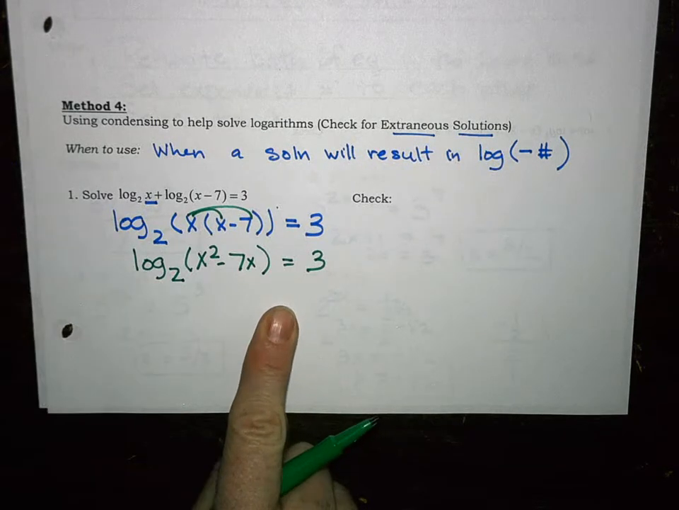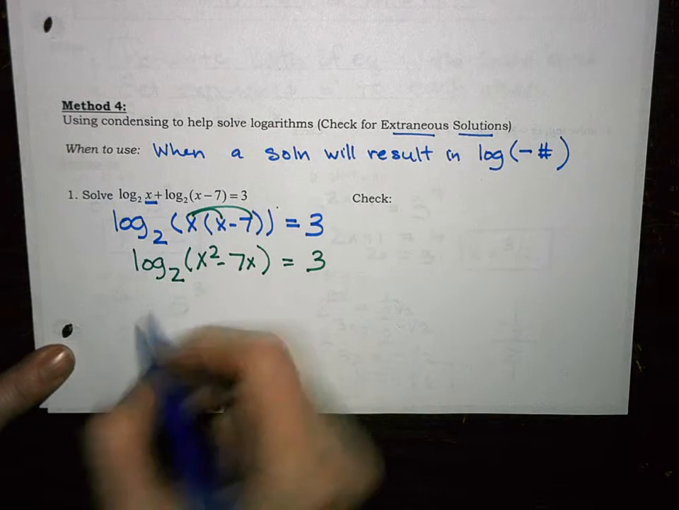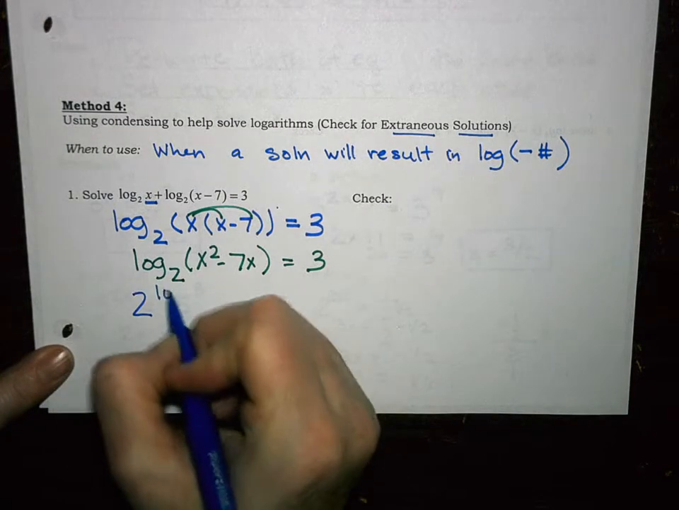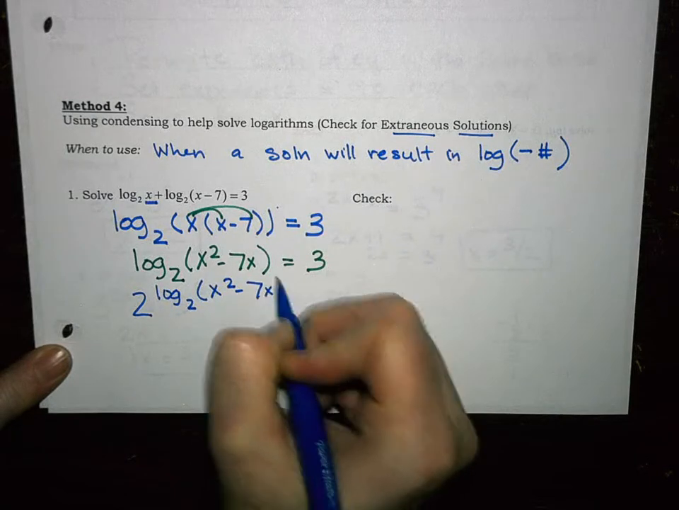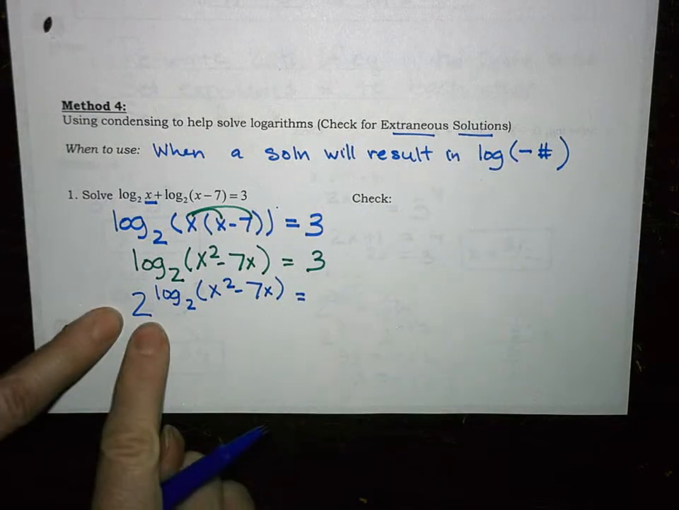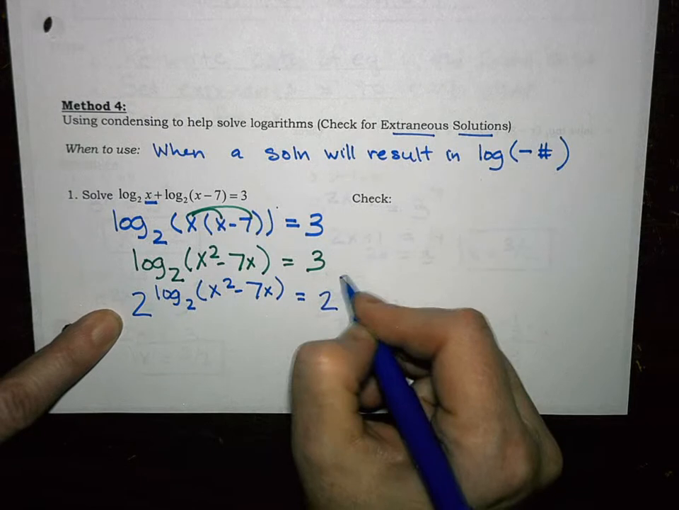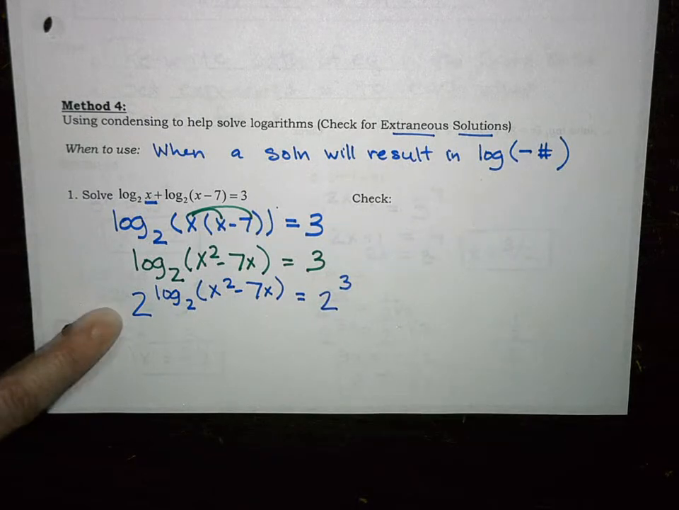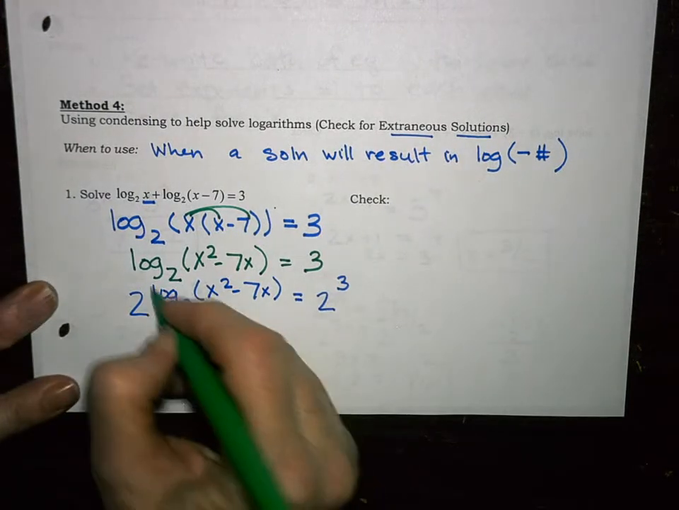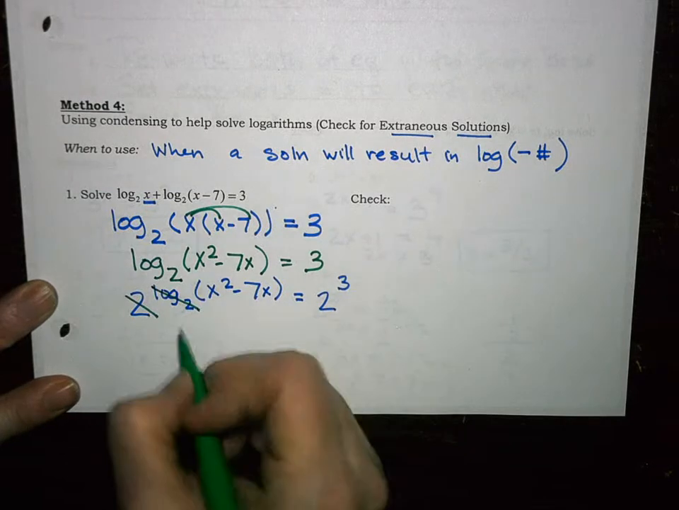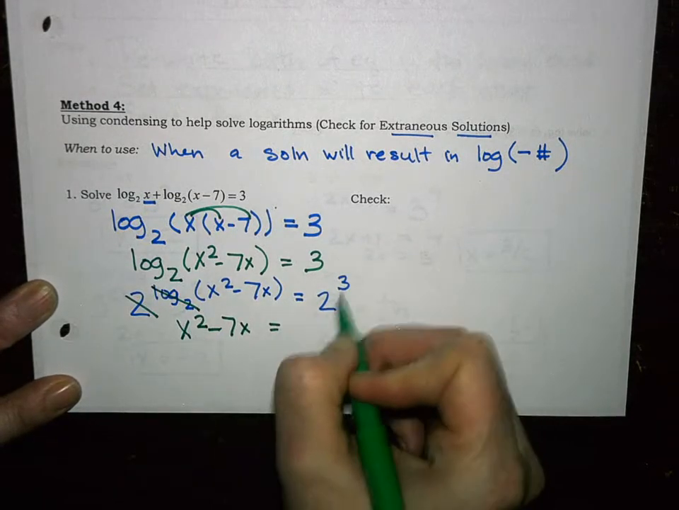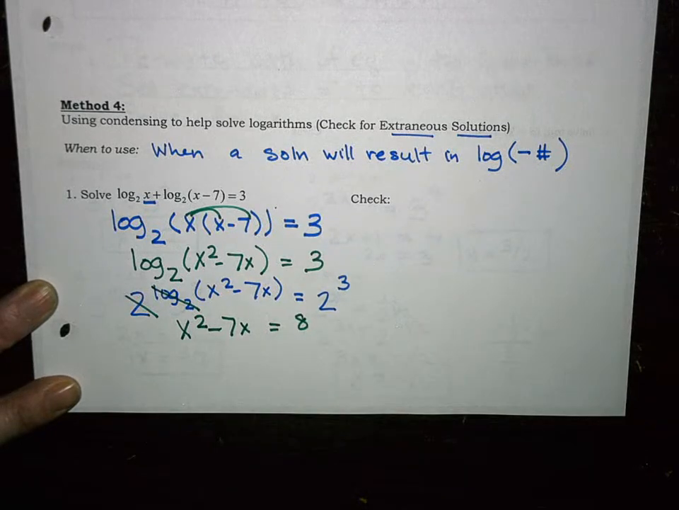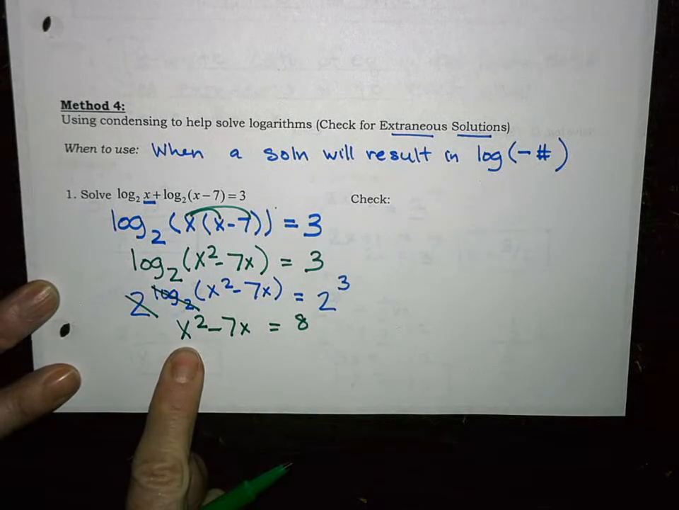Now I have a log on one side. What can I do to get rid of a log base 2? Well, I can exponentiate. So I do 2 to the log base 2 of x squared minus 7x is equal to, if I do this on this side, I have to do it on the right side. Well, that's just a number, so that'll work. Now these two are going to cancel. I'm going to get x squared minus 7x is equal to 2 cubed, which is 8.